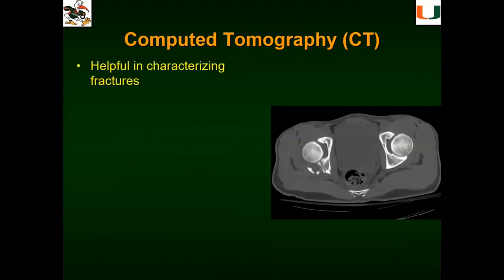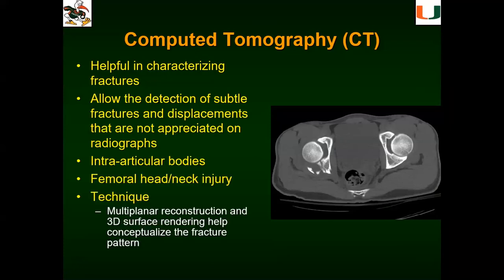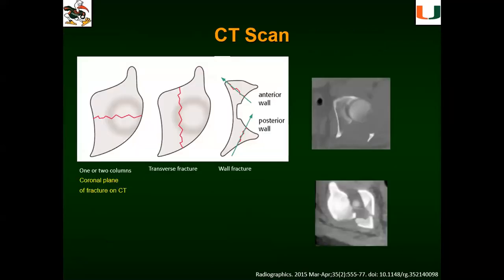On CT, again, it's very helpful in characterizing fracture patterns. It allows the detection of subtle fractures and displacements that you cannot appreciate radiographically. Obviously, you're looking for displacement of intra-articular bodies, concomitant femoral head and neck injuries. Our surgeons demand the 3D surface renderings to help conceptualize the fracture patterns and plan their surgeries.